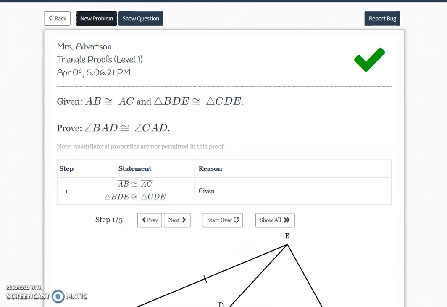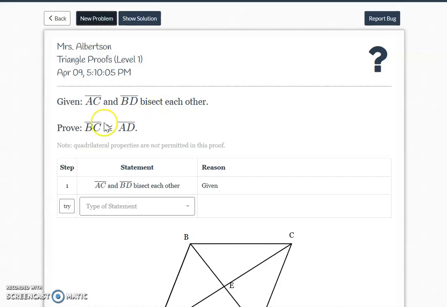If you need to, rewatch the original instructional video, but otherwise, you do need to continue to click New Problem until you get one that's asking you to prove something other than the triangles being congruent.